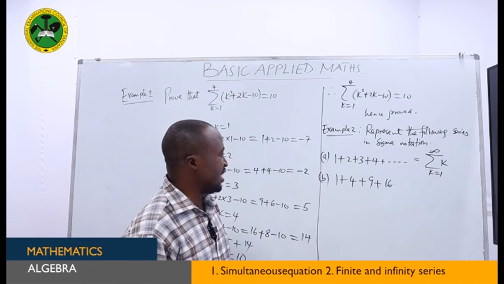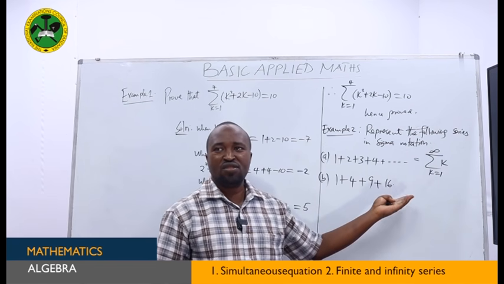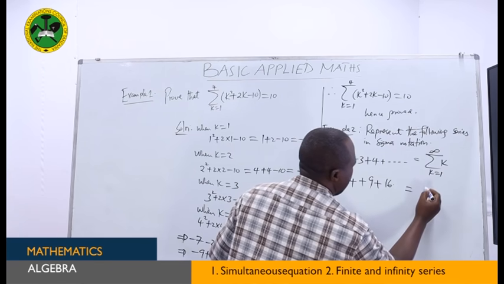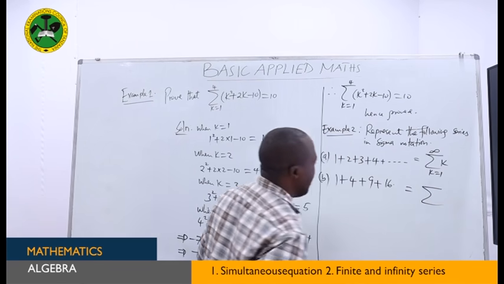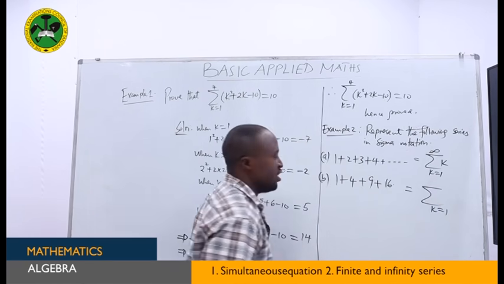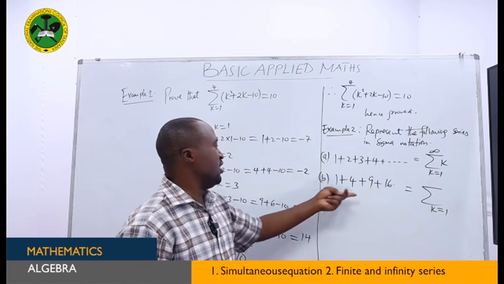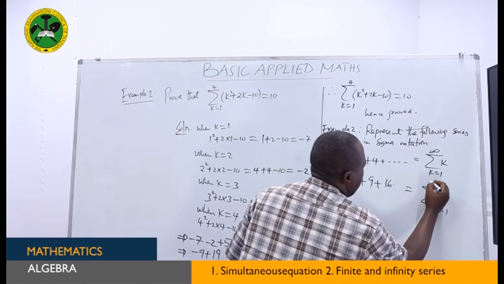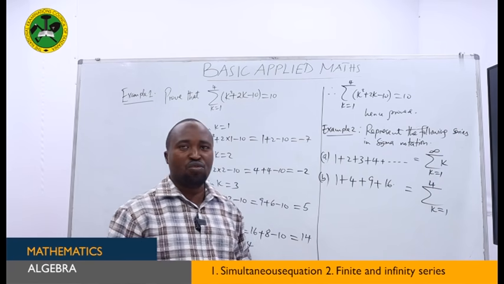But for the second case, this has an endpoint. So it is a finite series. So in sigma notation, it can be written as starting with k is equal to 1. You can count these terms. We have 1, 2, 3, 4. So it proceeds up to 4, when k is equal to 4.